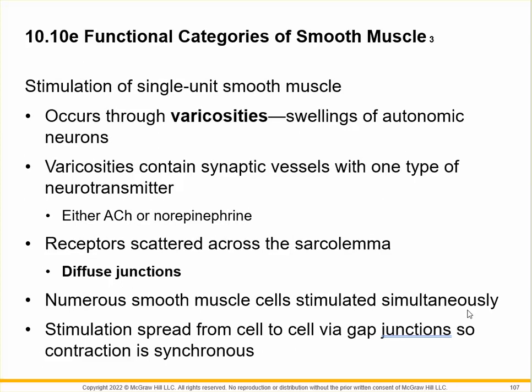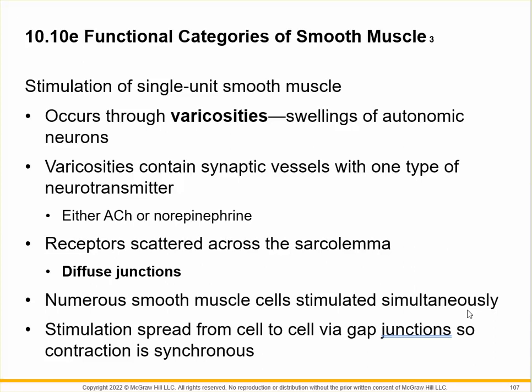With the autonomic neurons, there's no synapse. There's just swellings along the autonomic neurons that release neurotransmitters, either acetylcholine or norepinephrine. Acetylcholine if it's the parasympathetics, norepinephrine if it's the sympathetics. And the neurotransmitter just goes right across the whole sheet of cells. And so there's no specific junction. It's really diffuse. So all kinds of cells get stimulated simultaneously.